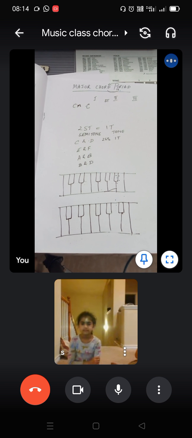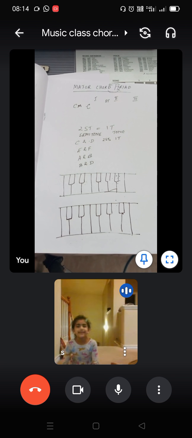So the meaning of a major chord is, if you're playing any chord or any triad, you will be playing three notes at a time: one, two, and three. That goes back to our concept of semitones, right?